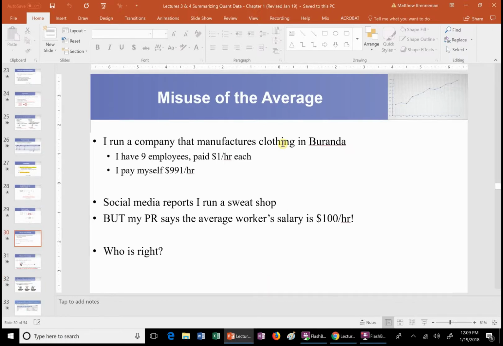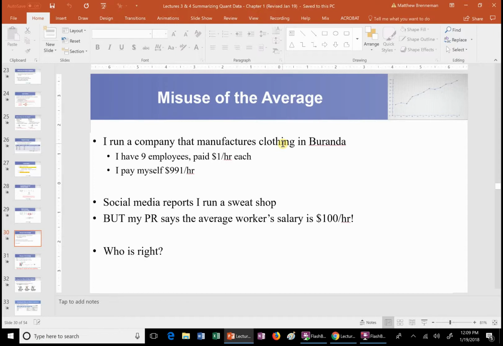So here's one of the misuses of the average. It happens a lot more than you think. I'm going to give you a simple hypothetical example. Suppose I run a clothing company in some fictional country, and I have 9 employees, and I pay them all $1 an hour. I pay myself $991 an hour.